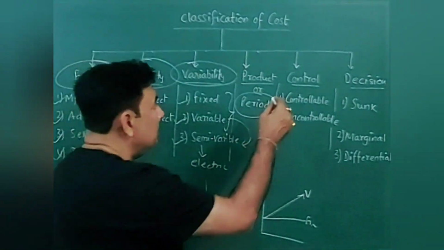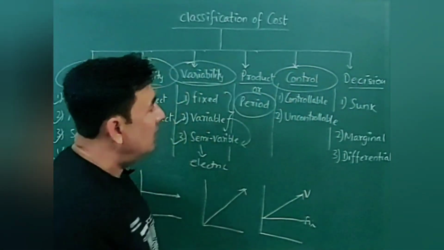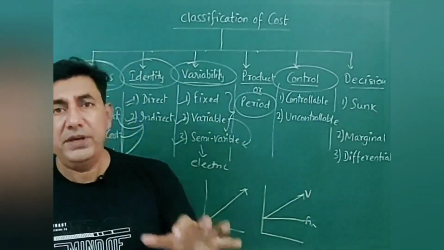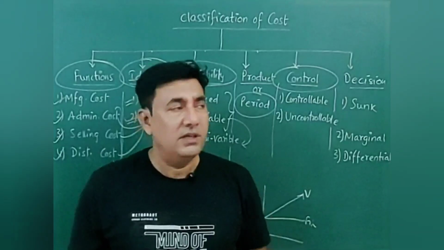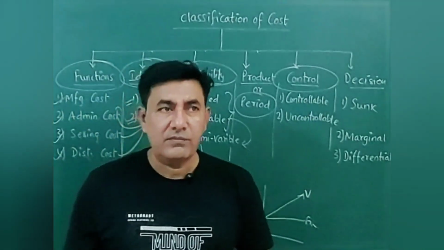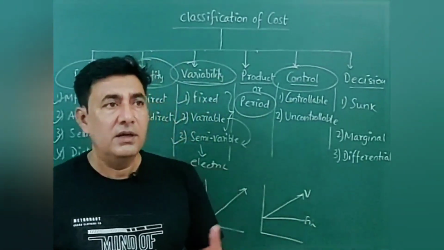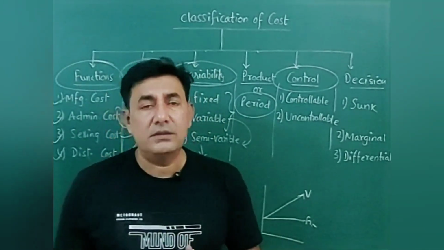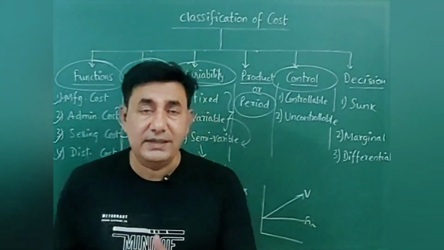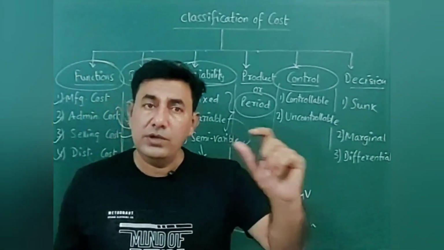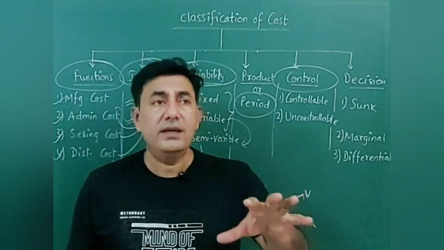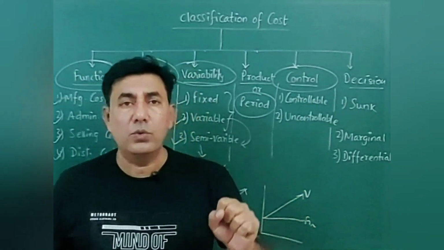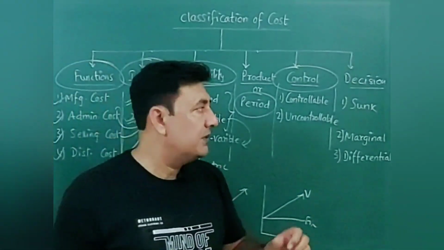Then on the basis of controllability. Now this is very simple. Controllability, the cost which can be controllable. We have full control over this cost. So that's why they are called controllable. Like for example, cost of raw materials. So we can control that. If we do not waste the product, रॉ मटेरियल्स का अगर वेस्टेज नहीं करेंगे या फिर हमें जितना चाहिए उतना प्रोडक्शन करेंगे तो ऑटोमेटिकली उसकी जो रॉ मटेरियल्स की सप्लाई है, उसके कॉस्ट है, उसको कंट्रोल कर सकते हैं. So that is controllable.